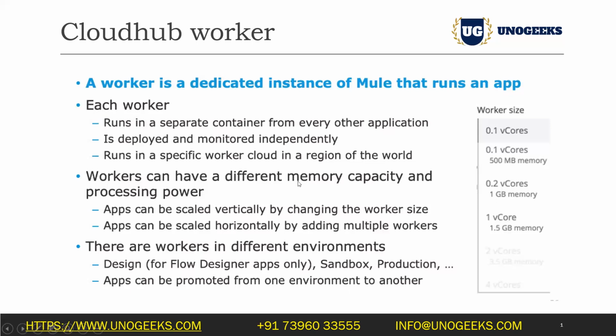As the workers have different memory capacity and processing power, ranging from 0.1 to 0.2 vCores and so on. Apps can be scaled vertically by changing the worker size. So once you change from 0.1 to 1 vCore, that will be vertical scaling. You are increasing the processing speed of an application. That is vertical scaling. And if you increase the number of workers, that will be horizontal scaling.